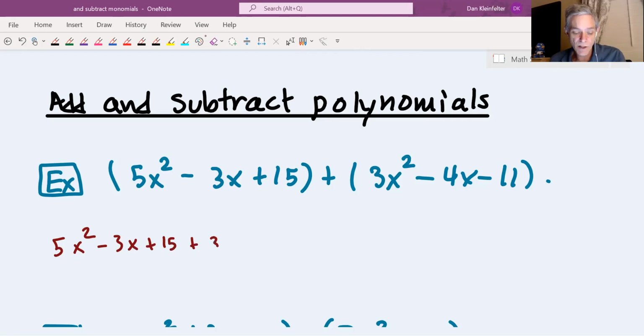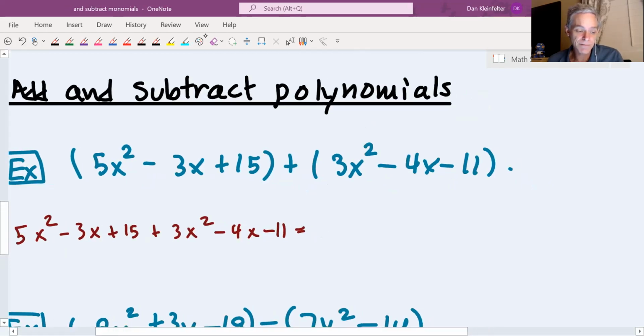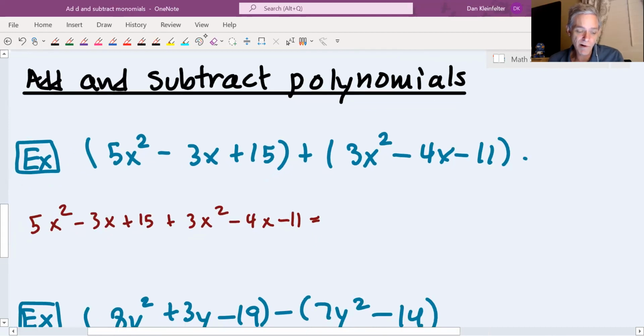The parentheses here don't serve to do very much. They just kind of highlighted that it was two different polynomials we were adding. Now, remembering that addition is commutative, we could go through and rewrite this to put all the like terms near each other, but I don't think that's necessary.